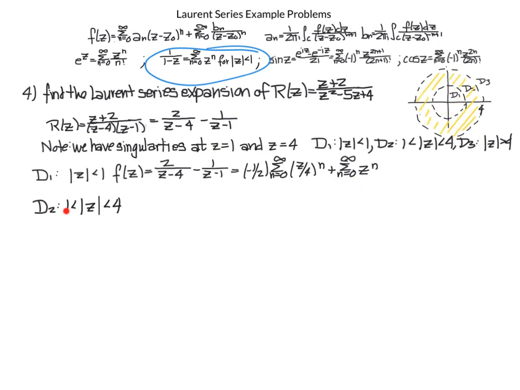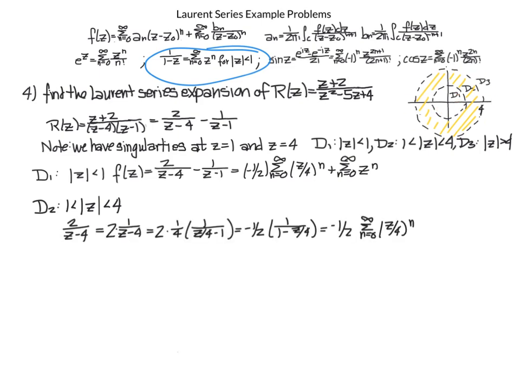Next, we're looking at D2, where the modulus of z is between 1 and 4. So the picture of that is this annular region between the circles of radius 1 and radius 4. I'm going to borrow the work I did in D1 for the fraction 2 over z minus 4. I had factored out the 2 in the numerator, as well as factoring out the 4 from the denominator.